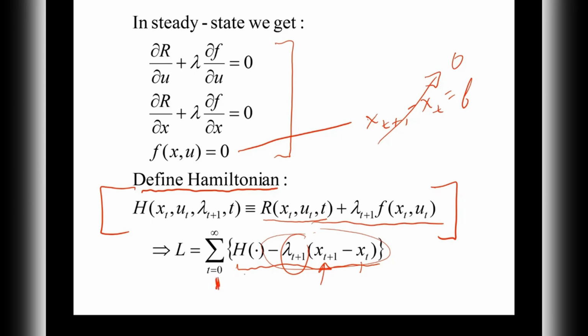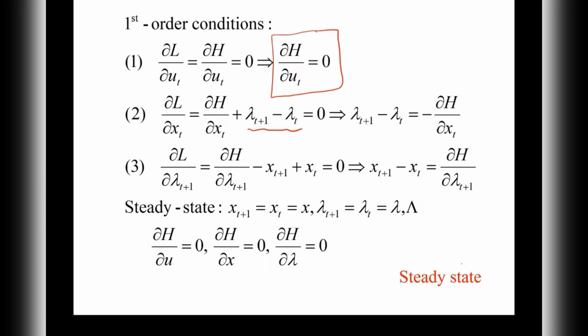You're summing over that, so that you've got this whole string of terms. So you end up with this expression here once you've cleared things up, and this is now your costate expression. And then the final one is you take the derivative of the Lagrangian with respect to lambda t plus 1, which is the same as taking the derivative of the Hamiltonian with respect to lambda t plus 1, minus x t plus 1 plus x t equals 0, and that gives us this expression here.